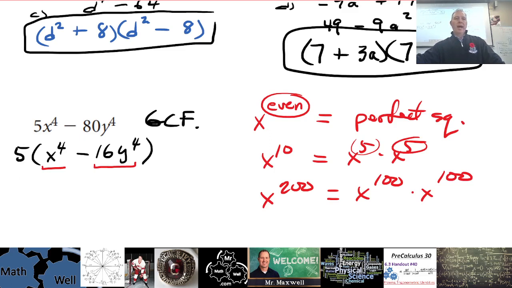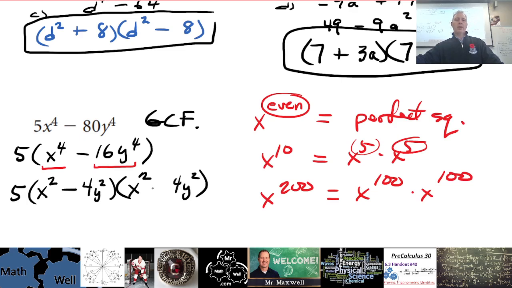All right, so back over here to the question, 5. Now I'm going to split this up into a difference of squares. The square root of x to the 4th is x squared. The square root of 16y to the 4th is 4y squared. I'm going to put a plus here and the minus over here. Now you might say, okay, good, done, move on. But this is not fully factored. Why not? Do you see anything?